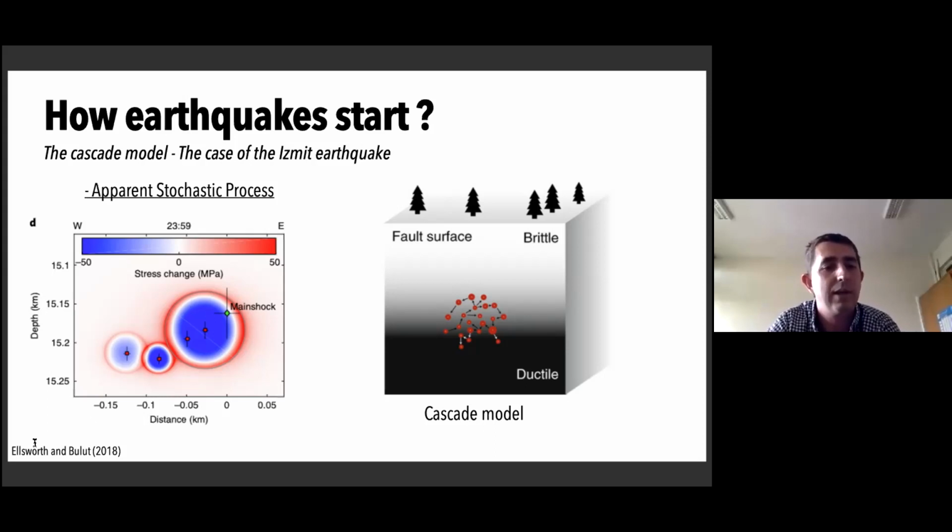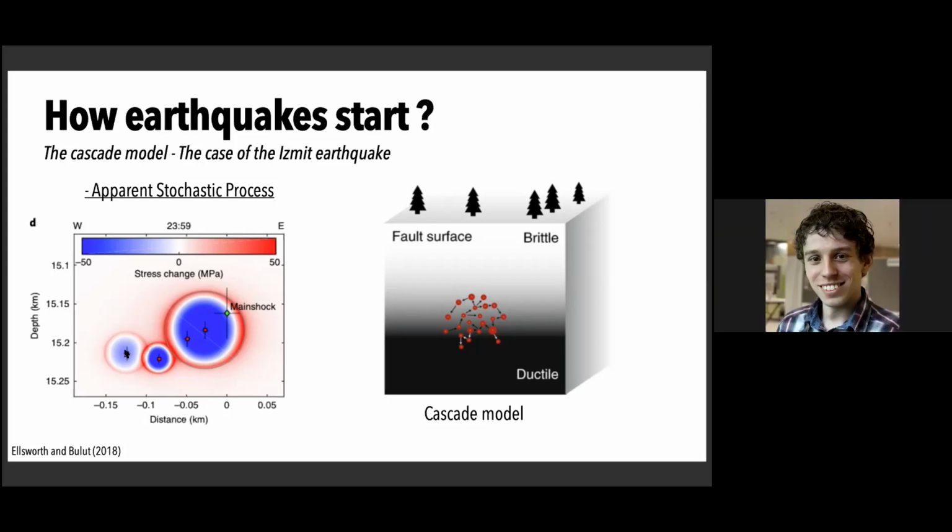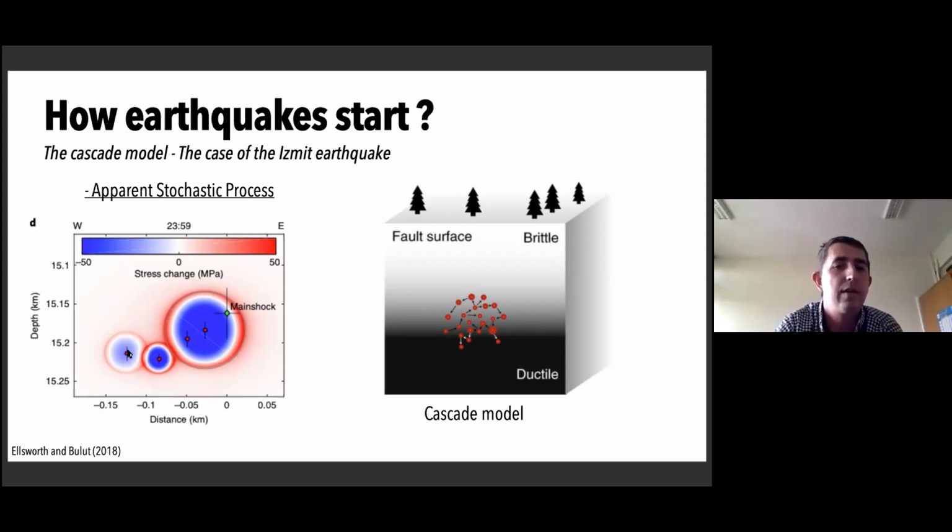This is a paper by Lethworth and co-authors. Do you see my mouse, or do I point in the shadow? Yes, we can see your mouse. Basically, what happened in this earthquake is that the first one changed the state of stress on the fault, which triggers another one, and so on, until the occurrence of the main shock. So that's one end member of how you eventually go from the interseismic phase to the coseismic phase.